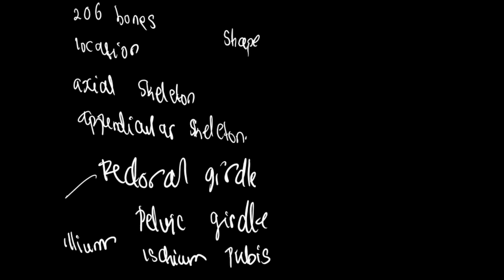These girdle structures of course form part of the appendicular skeleton, and they help to attach the bones of the upper limb, that's for the pectoral girdle, and then the bones of the lower limb for the pelvic girdle. They help to attach these bones to the axial skeleton. And of course, all the bones of the upper and lower limb form part of the appendicular skeleton. So this is the way in which bones are classified based on location.